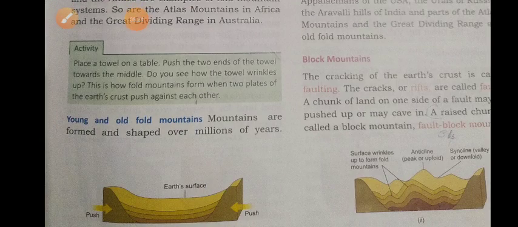Then we learned about block mountain. What is a block mountain? It is a mountain formed along a deep crack in the earth's surface. When a chunk of land on one side of the crack gets pushed up, it is called a block mountain.